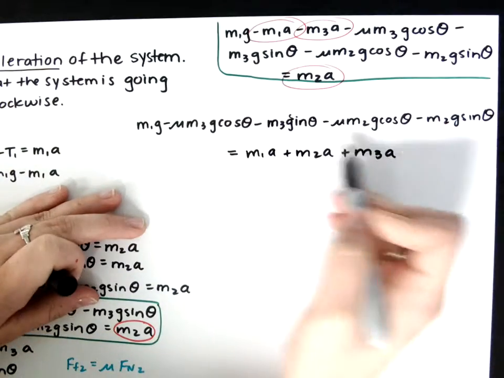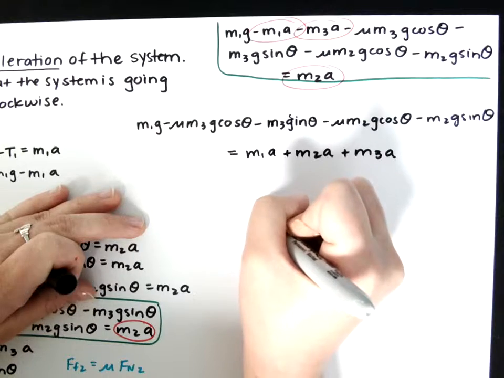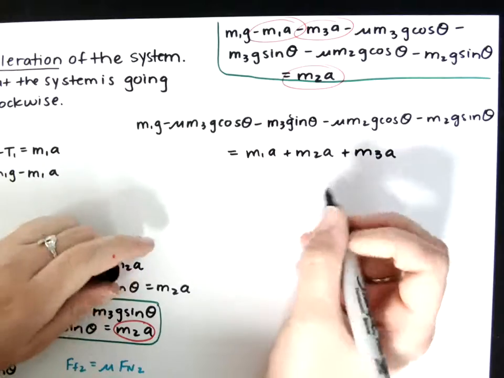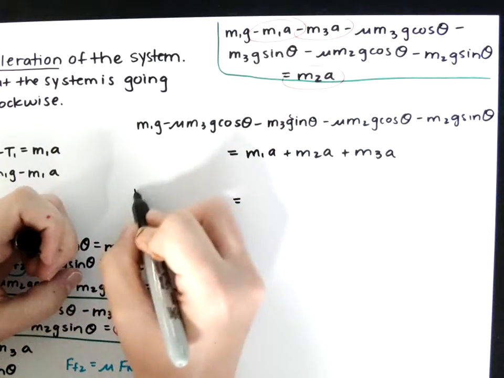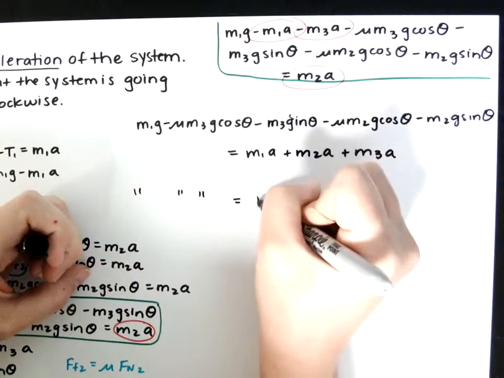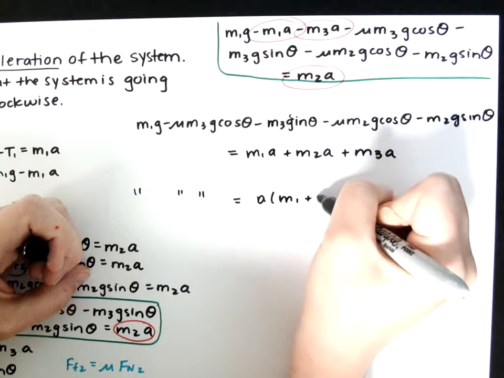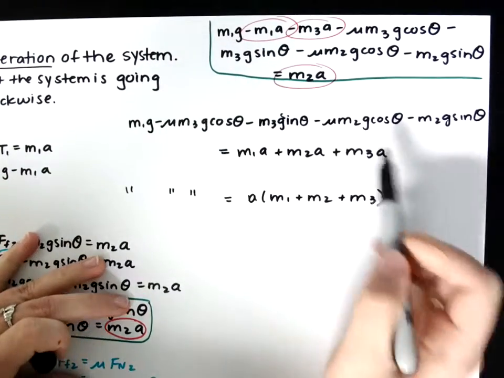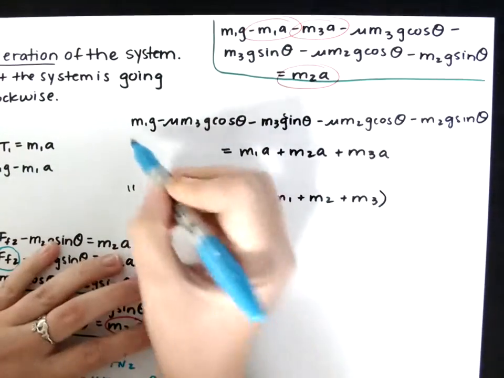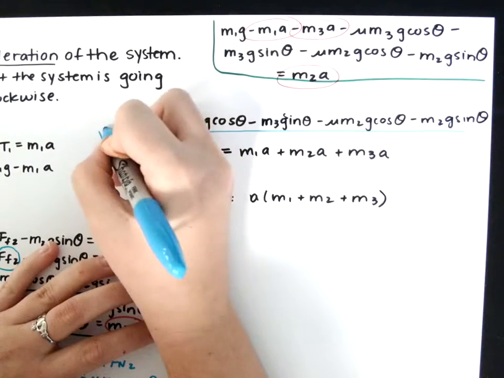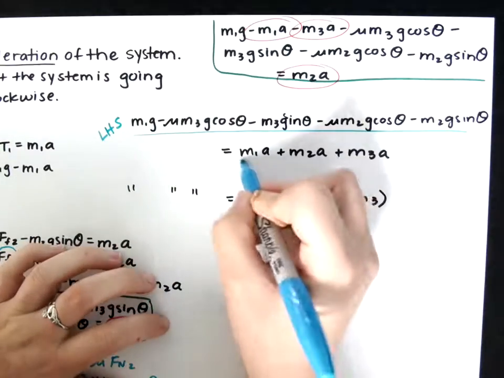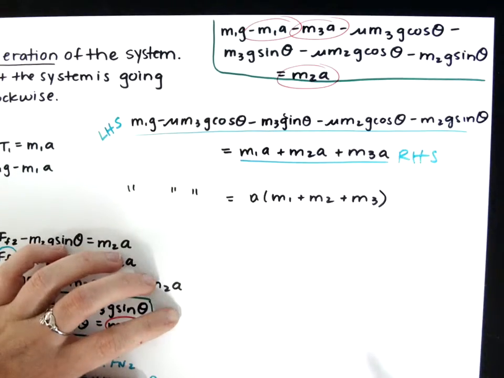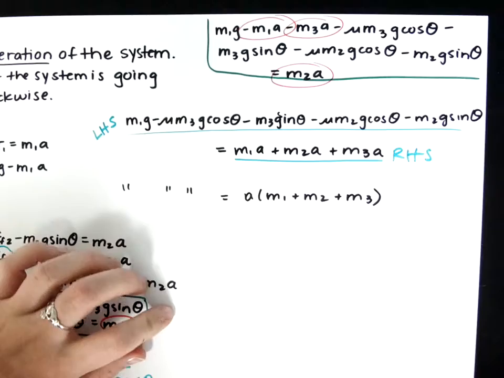And let's go ahead and pull out an A on the right-hand side. And we get A multiplied by M1 plus M2 plus M3. So I'll just rewrite the right-hand side. I won't rewrite the left. Here's the left-hand side of the equation. Here's the right-hand side of the equation. So our right-hand side is the only one that's changing. So we can rewrite our final answer.